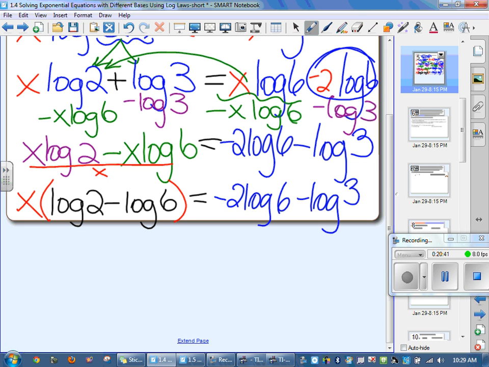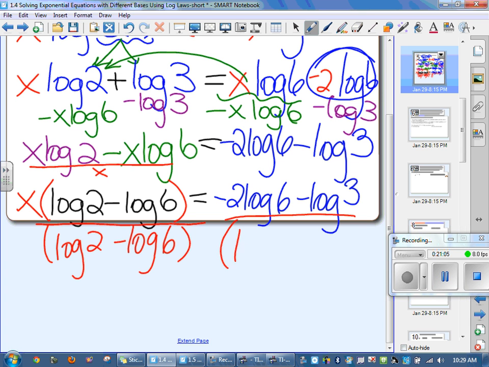Divide by what's sitting beside x. I've got that big bracket of logs sitting beside x, so I have to divide it out to both sides. I'm going to divide both sides now by log 2 minus log 6, and it must be in brackets. So I'm dividing the right-hand side by log 2 minus log 6. Okay? So x is equal to this expression.